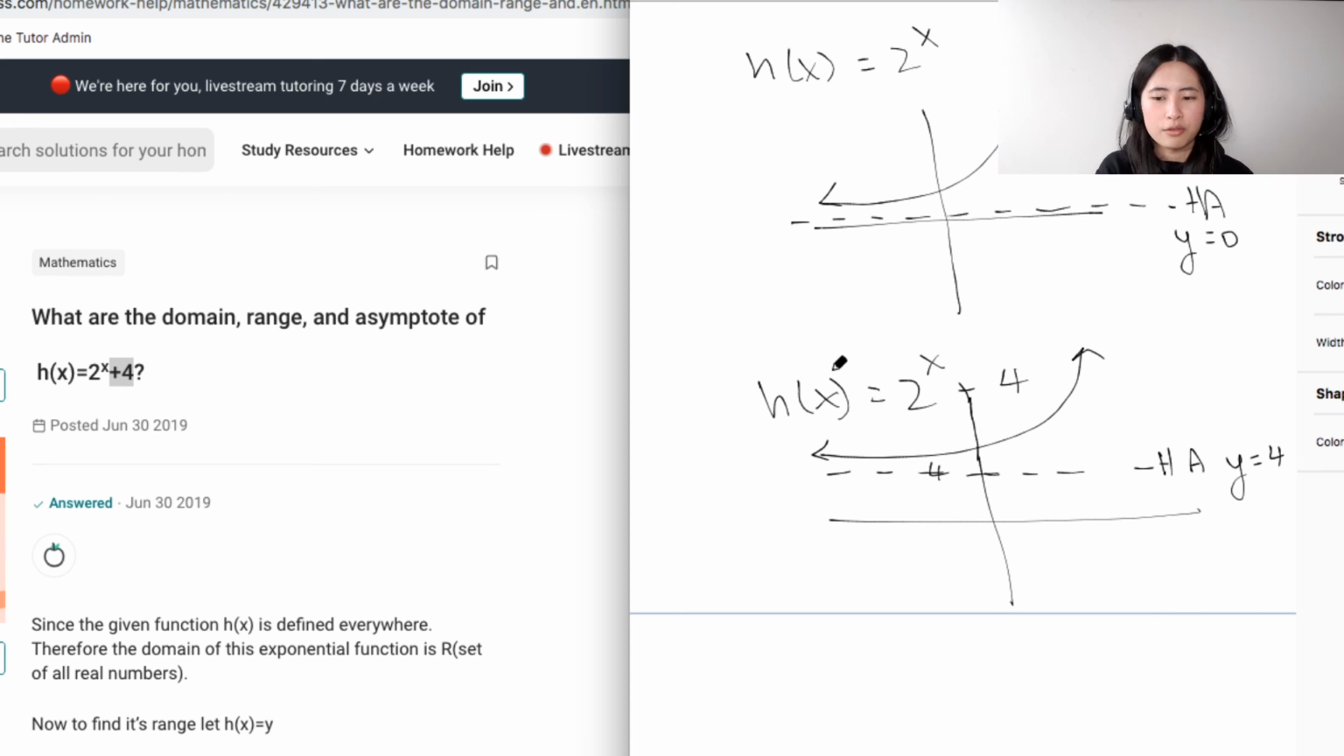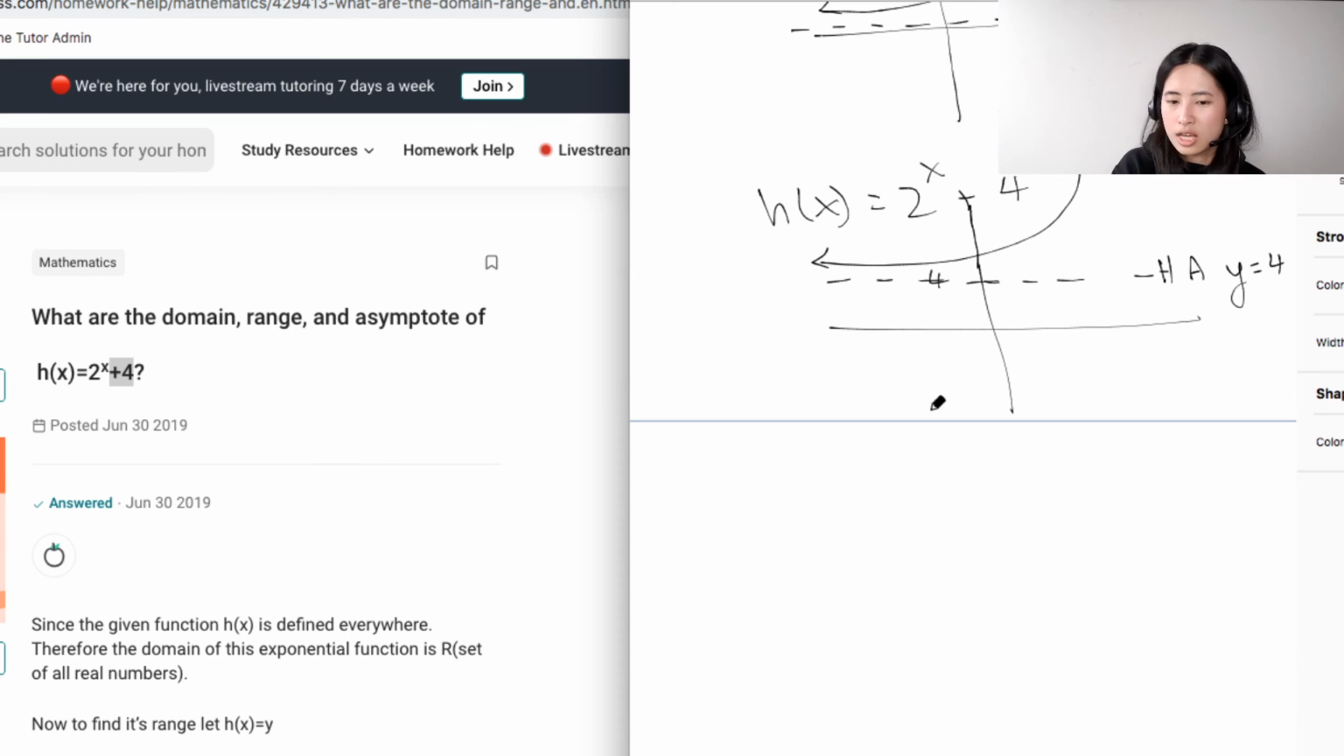So it's 2 raised to the power of x plus 4. You're seeing a horizontal asymptote at y equals 4. Initially, we had that at 0. So in that case, your range changes from 0 to 4. That's why, let me just write that down. So range is y greater than 4. In terms of interval notation, this would be written with 4 not included.